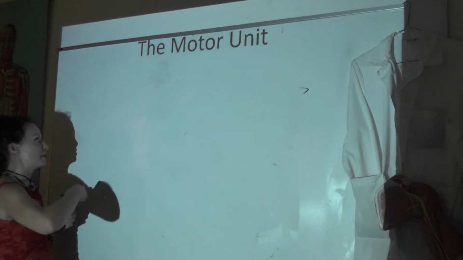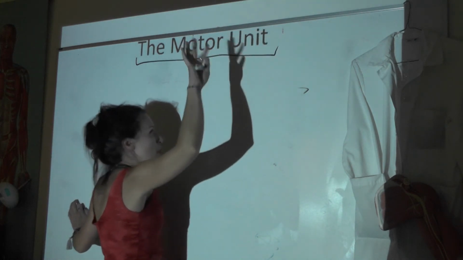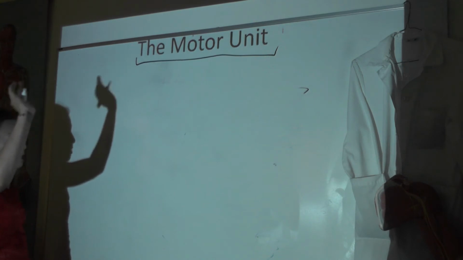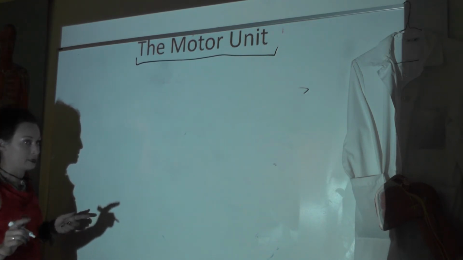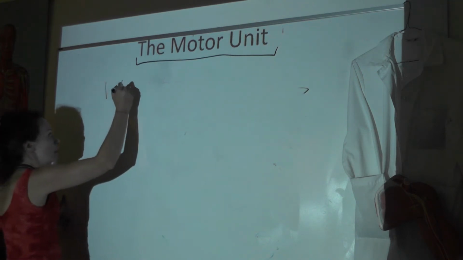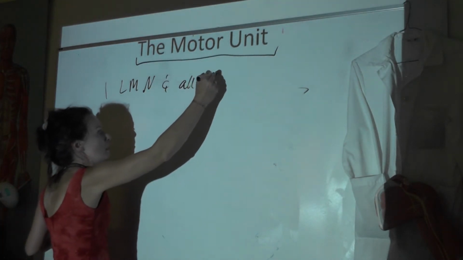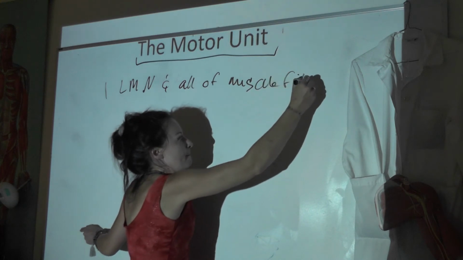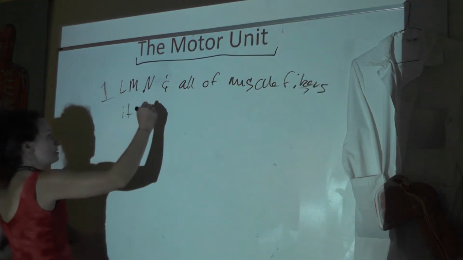So the definition of a motor unit is that it is one lower motor neuron and all of the muscle fibers it innervates. So let's write that down and talk about it. One lower motor neuron and all of the muscle fibers it innervates.